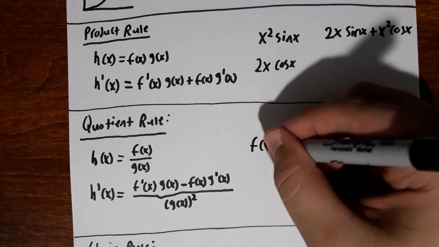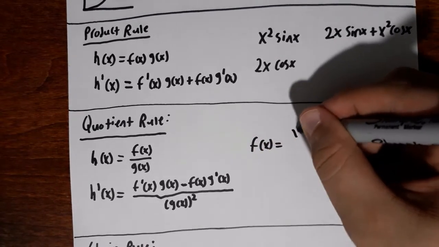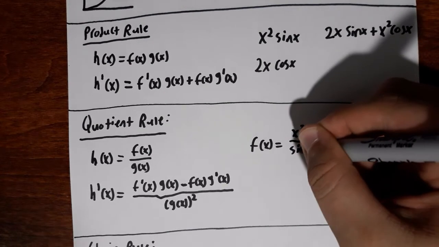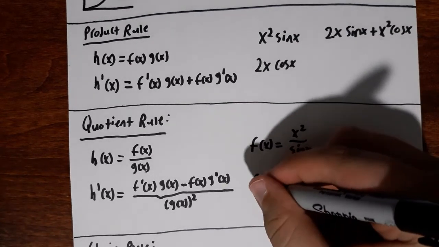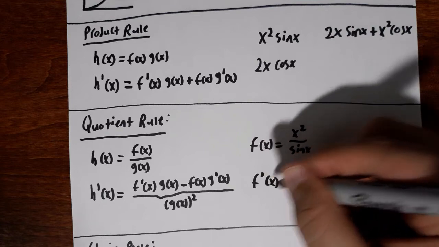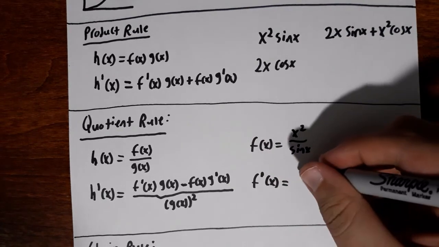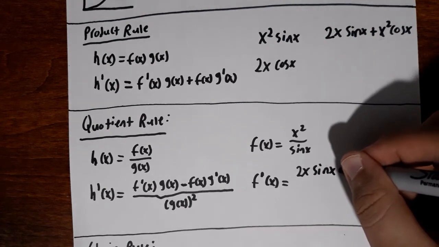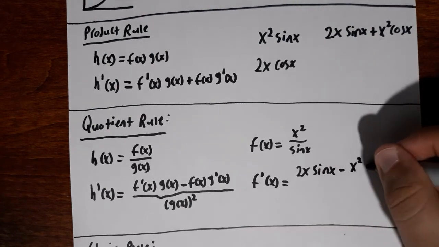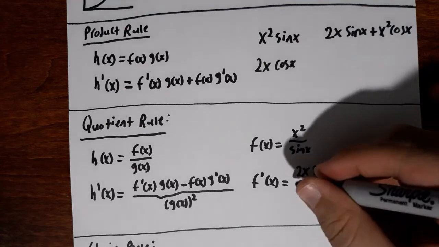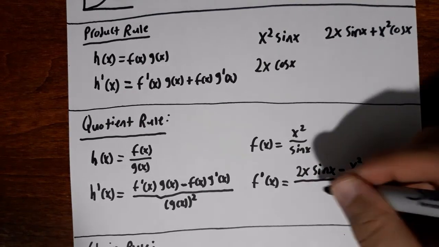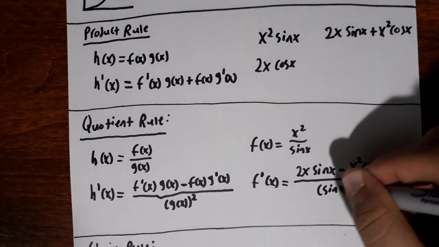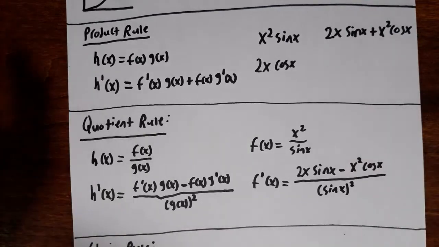So say, for example, we had the function x squared over sine of x. The derivative of this function is going to be 2x sine of x minus x squared cosine of x, divided by sine of x squared.